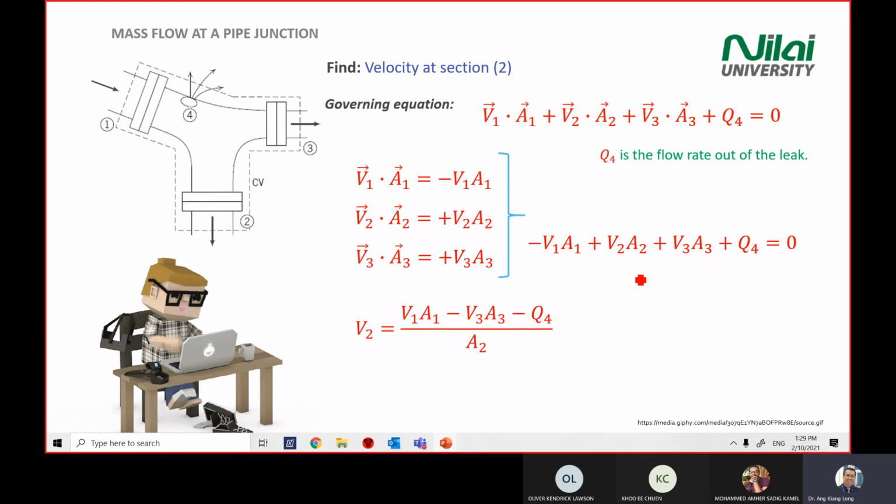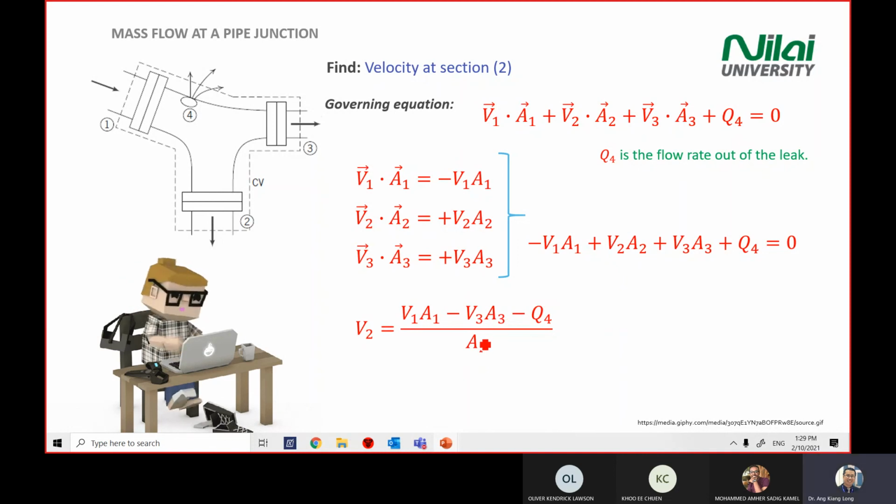So the question asks us to find V2. You rewrite the equation according to what the question asks. So V2 as your term equals V1 A1 minus A3 V3 minus Q4, divided by A2. Then you substitute all the parameters given. V1 given, A1 given, Q4 given, V3 given, A3 given, A2 also given.